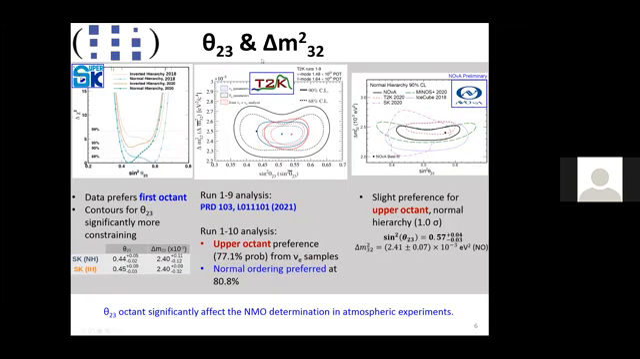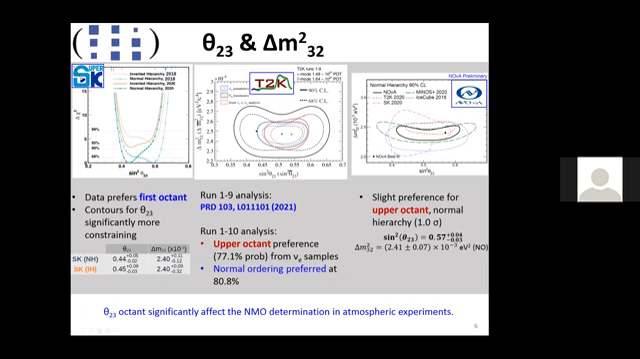For theta 2-3 and delta m square 2-3, known as the atmospheric parameters, these can now also be measured using accelerators with better precision. So in the past 2 years, Super-K, T2K, and NOvA have all updated the measurements. The Super-K data now prefers the first octant. The contours for theta 2-3 have significantly improved.